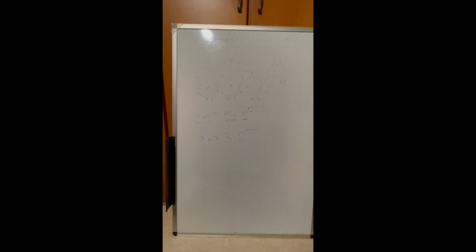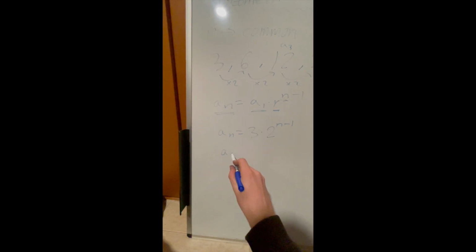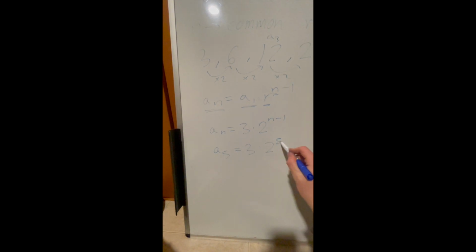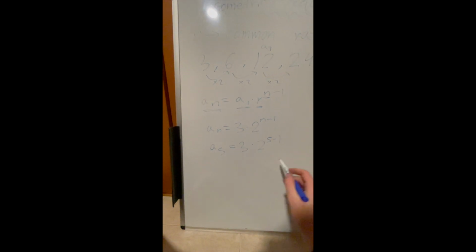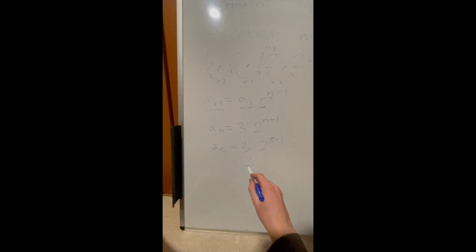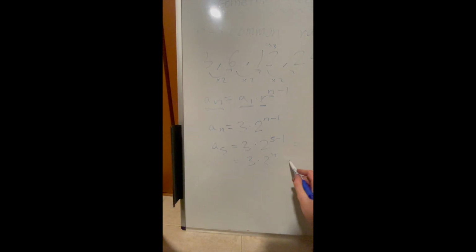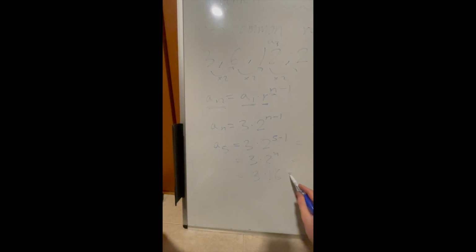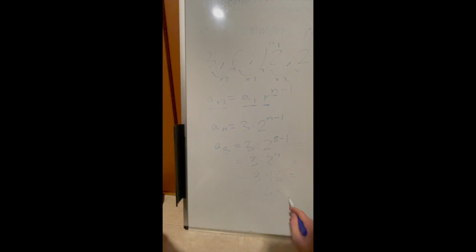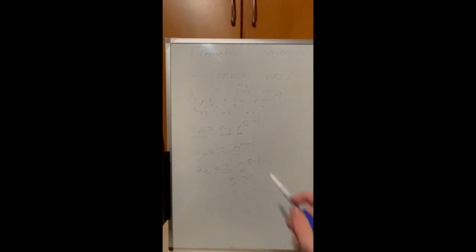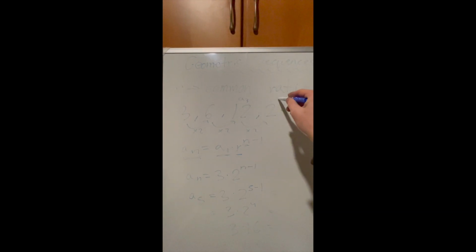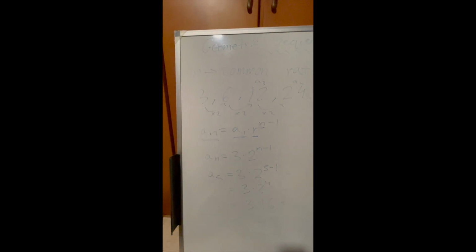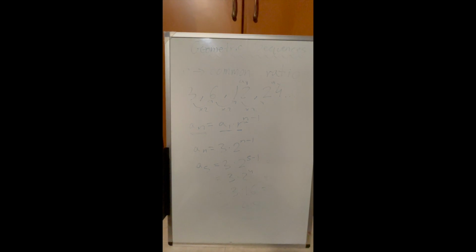Let's try and find the fifth term, A5. Well, very simple. A5 is equal to 3 times 2 to the power of 5 minus 1. This is equal to 3 times 2 to the power of 4, and 2 to the power of 4 is 16, so this is equal to 48. So, the next value here, after A4, A5, is going to be 48, and we can test this. 24 times 2, that is 48, of course.